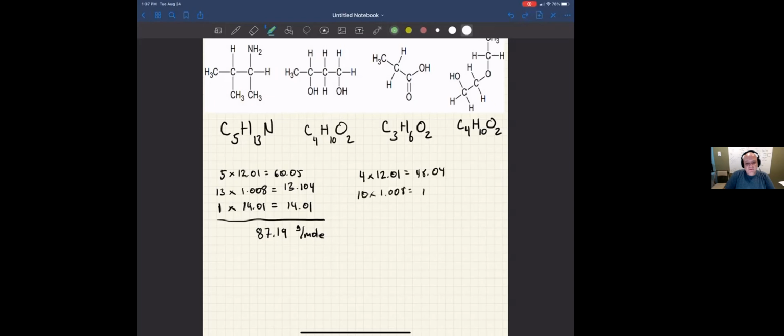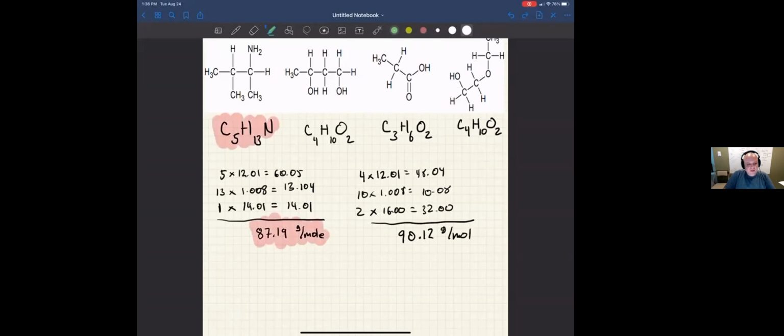Okay, the next one: 4 carbons, that's 48.04 grams per mole. 10 hydrogens, that's 10.08 grams per mole. And then oxygen is the new guy here. It's 16.00 grams per mole, so 2 times 16 equals 32 grams per mole. Adding them all together, I get 90.12 grams per mole.